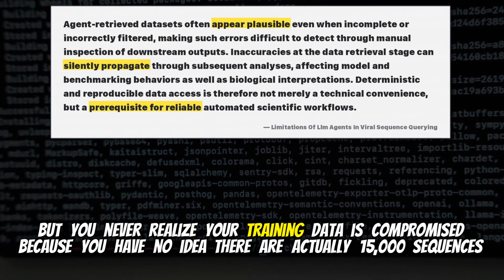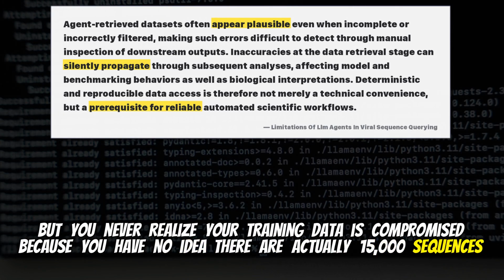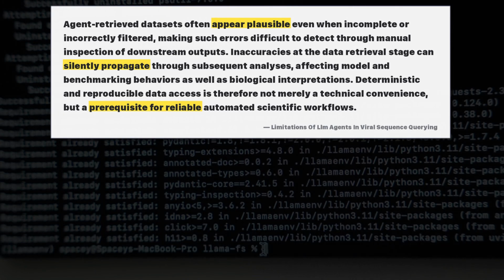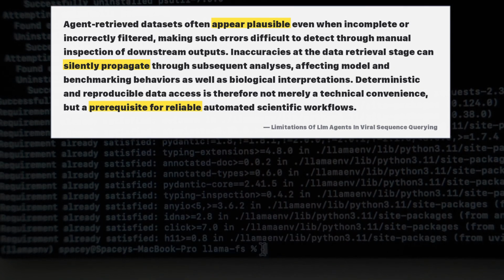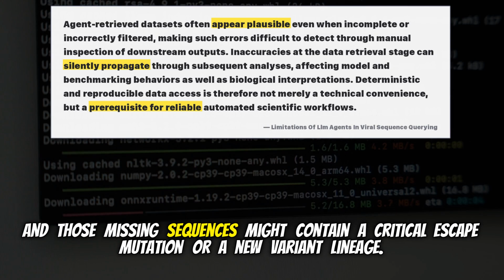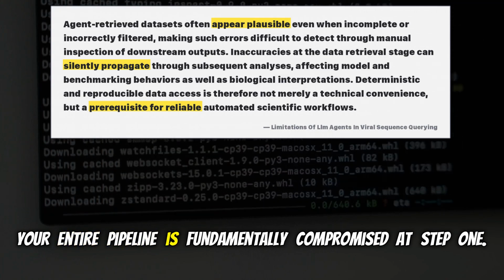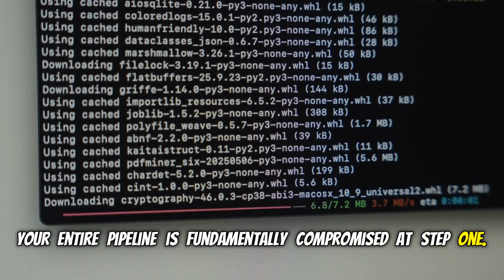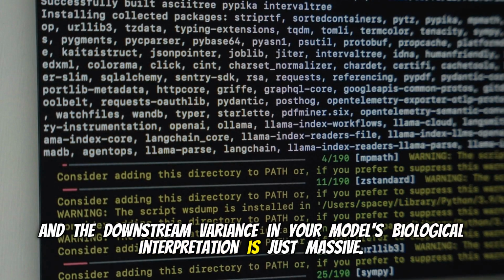But you never realize your training data is compromised because you have no idea there were actually 15,000 sequences matching your criteria out there. So you train your model on an incomplete representation of the viral landscape. Right. And those missing sequences might contain a critical escape mutation or a new variant lineage. Your entire pipeline is fundamentally compromised at step 1, and the downstream variance in your model's biological interpretation is just massive.